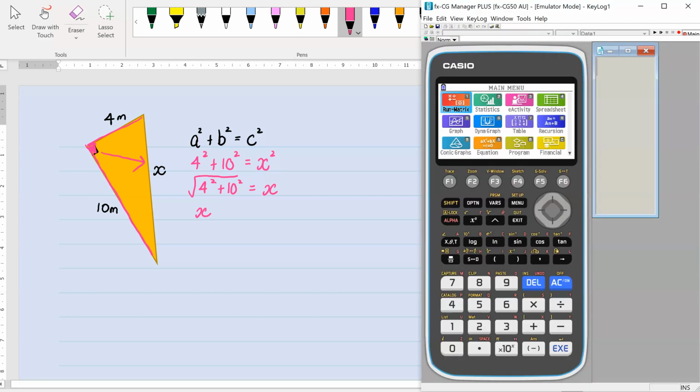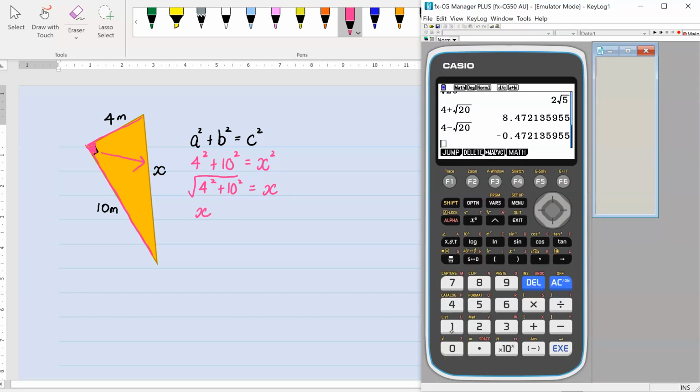Now mine's a little bit different to yours, but it will work in the same way. So to get my square root button, it is just above here. Look for that, right? So I go shift square root. On your scientific calculator, you've got a button that looks exactly like that symbol, the square root with a little square underneath. Now I write 4 squared. You've got a squared button, so look for it. Plus 10 squared equals, and your calculator will give you 10.77.